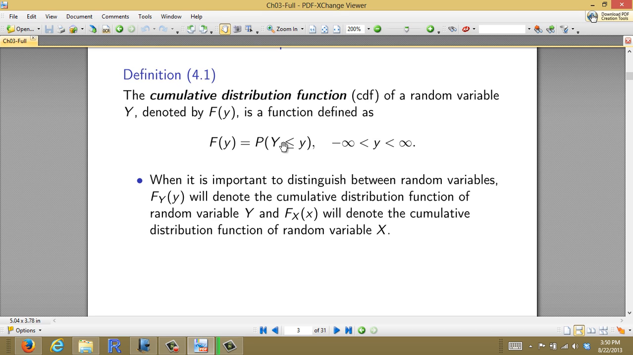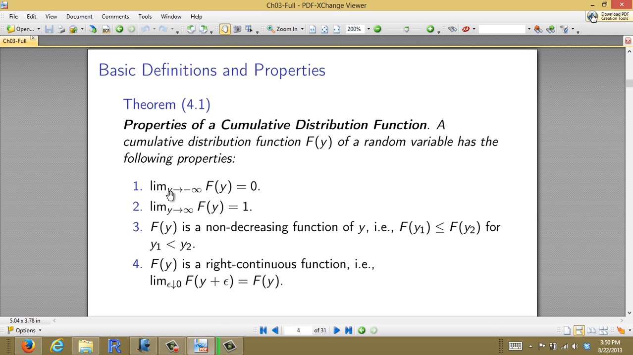And when it's important to distinguish between more than one random variable, then we might denote the CDFs by F of subscript y, which denotes that this is in fact the CDF for the y random variable, and if we had another variable x, we might denote the CDF by F of x and then taking the argument little x. And so if we need to distinguish between the different random variables, then we can do that using the subscripts.